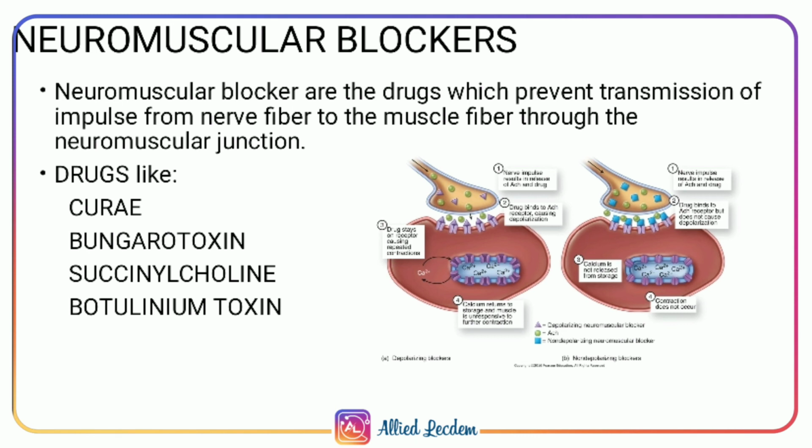Next drug is succinylcholine or carbamylcholine. This is a drug which blocks the neuromuscular transmission by acting like acetylcholine and keeping the muscle in a depolarized state. But these drugs are not destroyed by cholinesterase, so the muscle remains in a depolarized state for a long time. Next is botulinum toxin. This is derived from a bacterium, Clostridium botulinum, and it prevents the release of acetylcholine from the axon terminal into the neuromuscular junction.